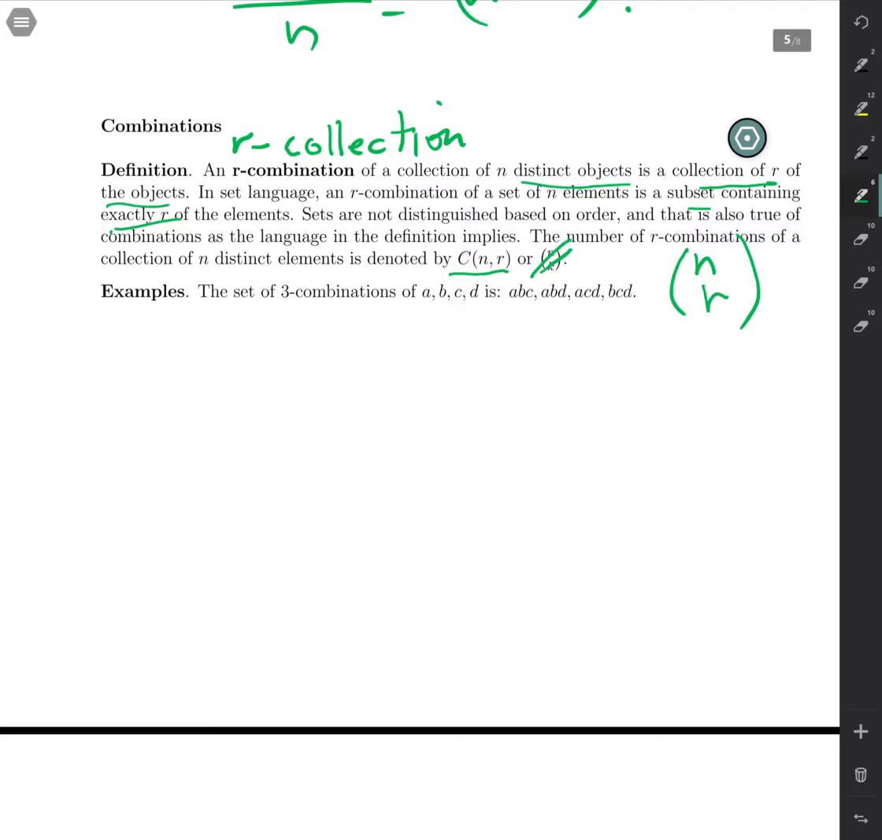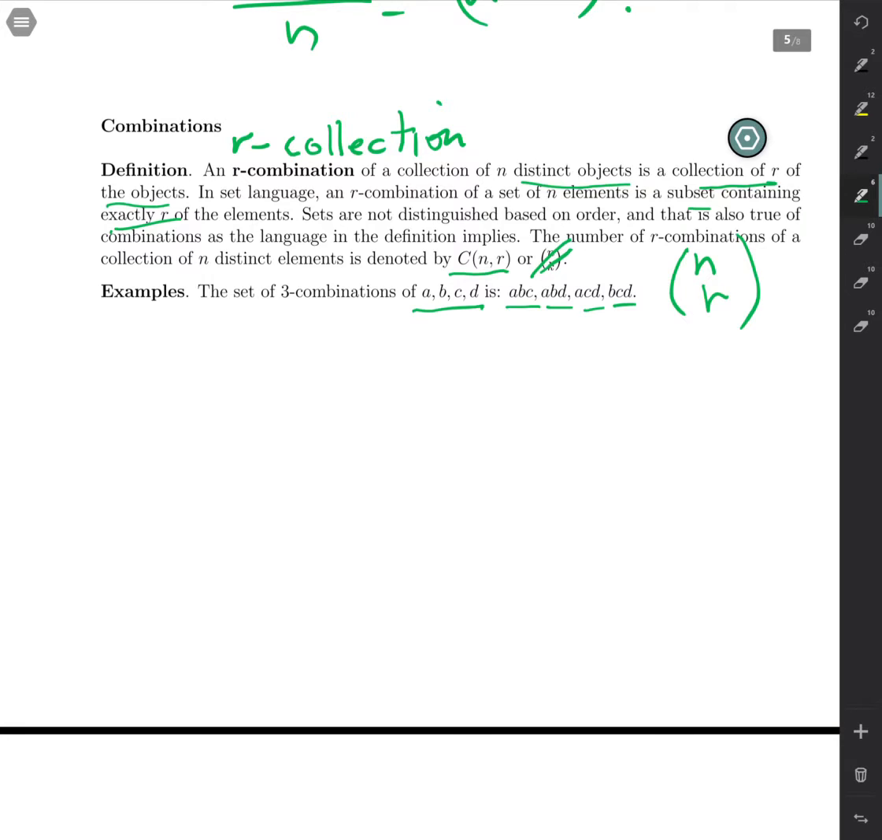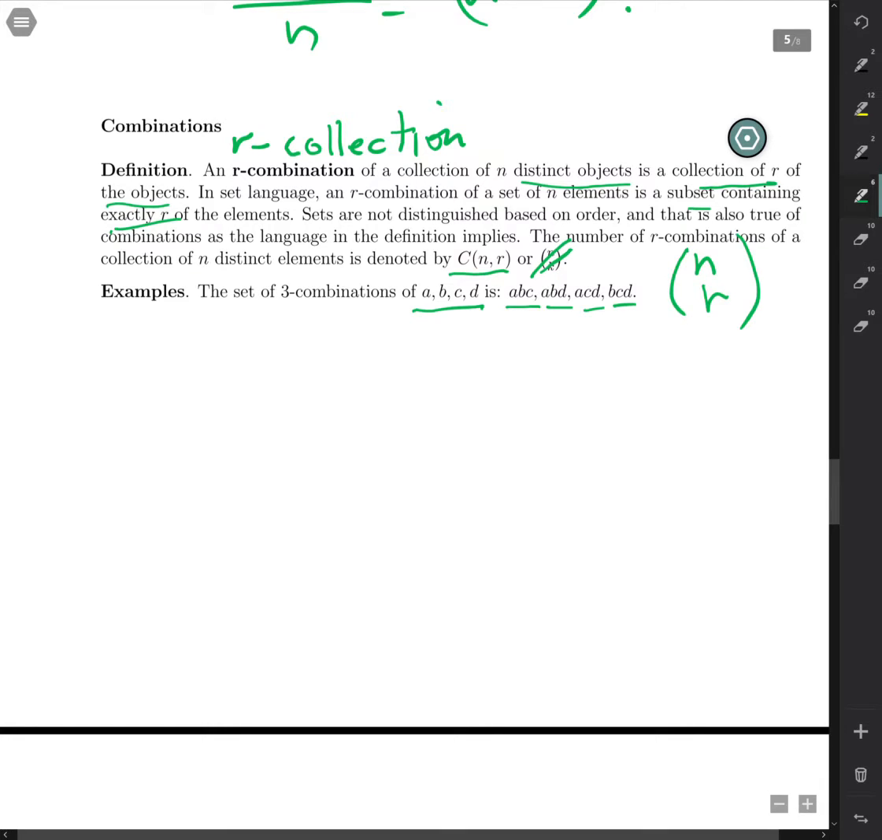If we look at the number of 3 combinations of a set of 4 objects, there are only 4 of these, different collections of 3 of them chosen at a time. An easy way to see that is if you're going to get a 3 combination, just 3 of the letters, you leave 1 behind. There are 4 to leave behind. So there are 4 combinations we get there.